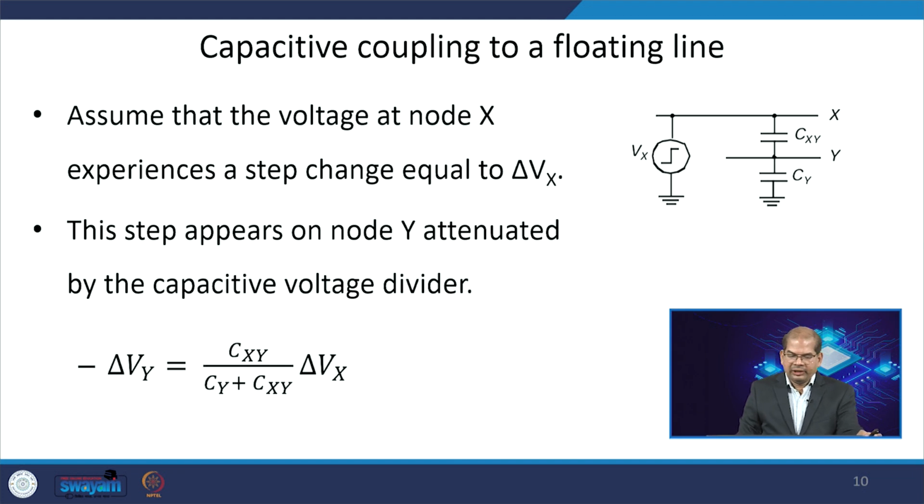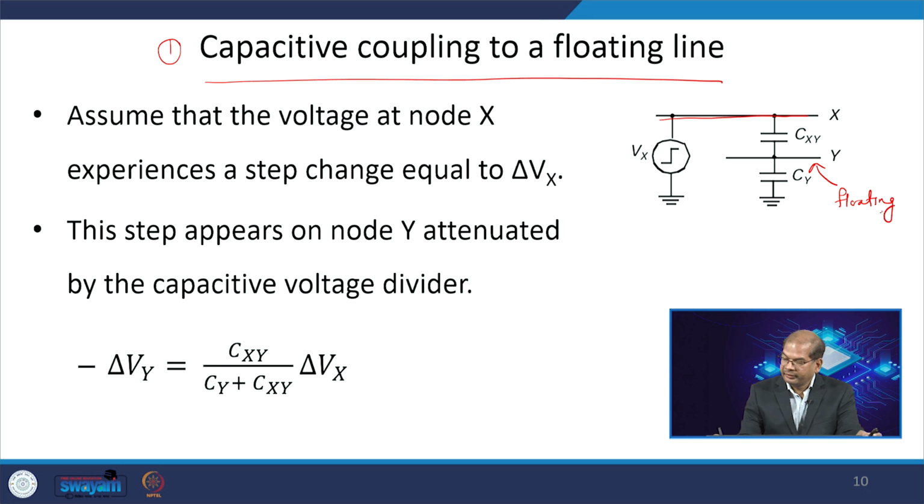Now, we have two types of capacitive coupling. The first case we are discussing here is capacitive coupling to a floating line. Let us say I have a line, and I have this one as the floating net. Assume my voltage at node x experiences a step change of delta Vx. So, it is changing by delta Vx.